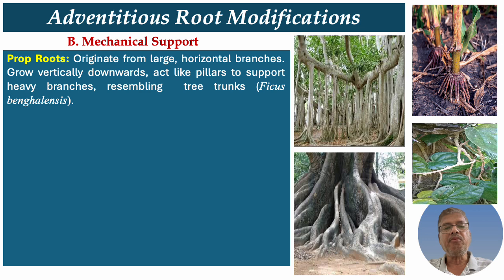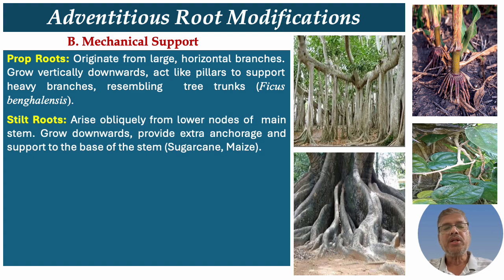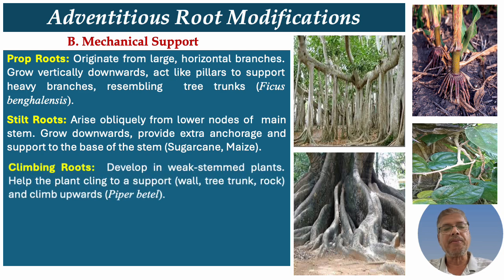These roots can become very thick and woody, eventually resembling tree trunks themselves. Example is Ficus bengalensis. Stilt roots. These roots arise obliquely from the lower nodes of the main stem, grow downwards into the soil, providing extra anchorage and support to the base of the stem, especially in plants with tall, relatively weak stems or those in marshy or loose soil. Examples include sugarcane, maize, etc.